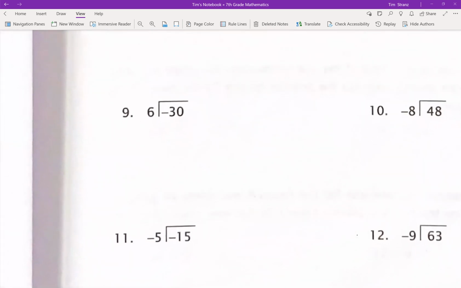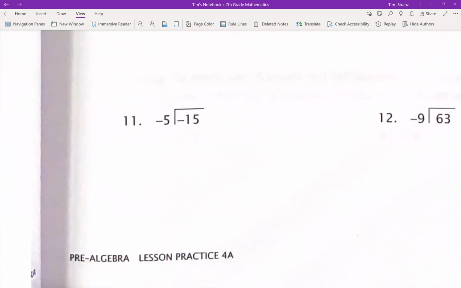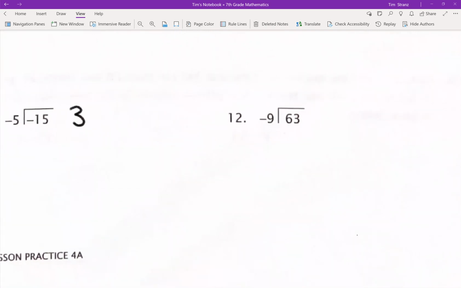Number 9, we have gone now from the fraction bar to the division symbol. Division house, box, whatever you want to call it. So we have negative 30 divided by a positive 6. You're going to get a negative 5. Okay, number 10, 48 divided by a negative 8. I'm going to get a negative 6. Number 11, negative 45 divided by negative 15 is going to give you a positive answer of 3. And then number 12, 63 divided by negative 9, you're going to get a negative answer of 7.